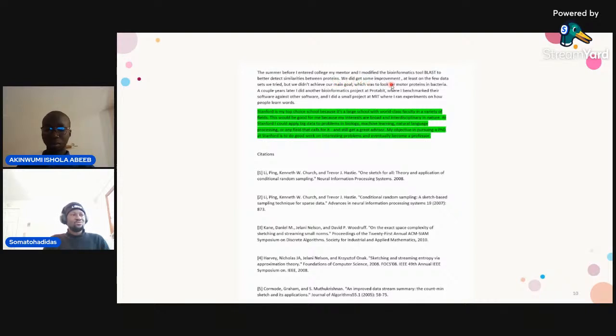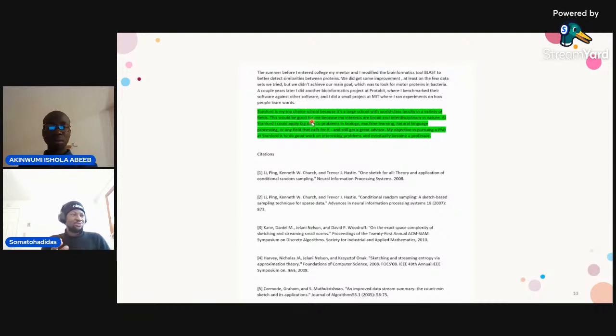We did get some improvements, at least on the few data sets we tried, but we didn't achieve our main goal, which was to look for motor proteins in bacteria. A couple of years later, I did another bioinformatics project at Protabit, where I benchmarked their software against other software. And I did a small project at MIT, where I ran experiments on how people learn words.